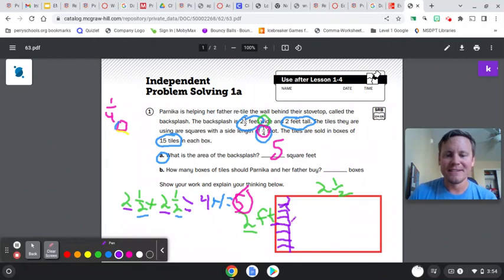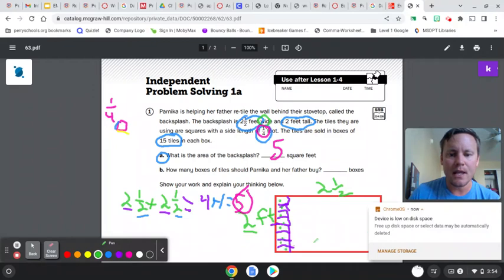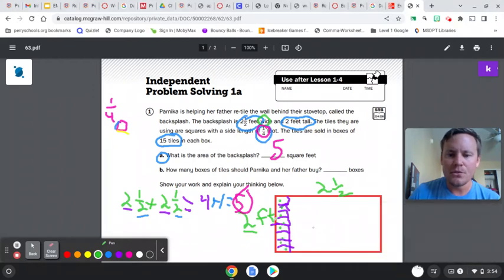So how many 1/4 tiles do I need for the height? Let's count them together. One, 2, 3, 4, 5, 6, 7, 8. So I need 8 total 1/4 tiles. 8 tiles for the height.